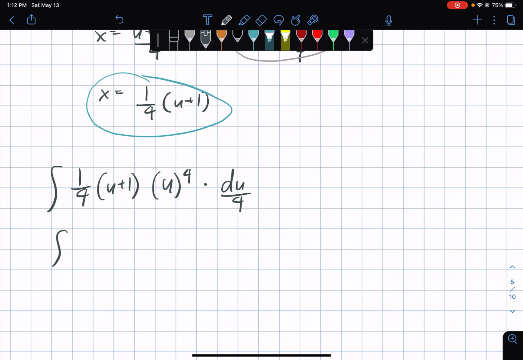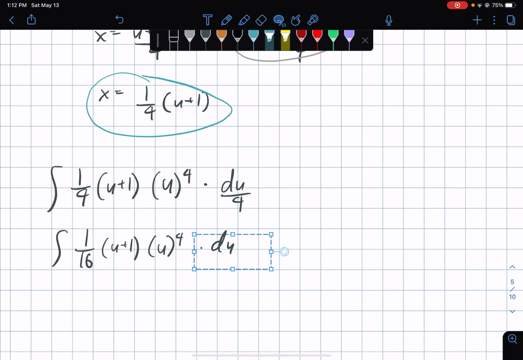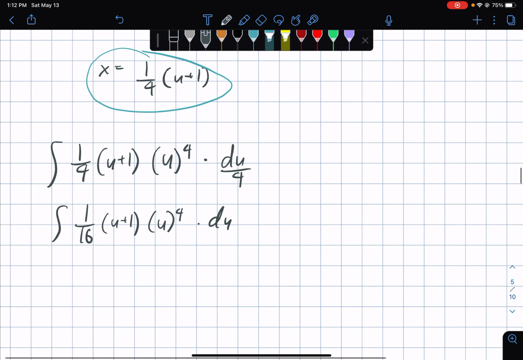1 over 4 times du over 4, that's going to be 1 over 16. And then we'll just leave du here. And then u plus 1, and then u raised to 4. Over 16 in the back of the integral sign, and then we have u plus 1 times u raised to 4.